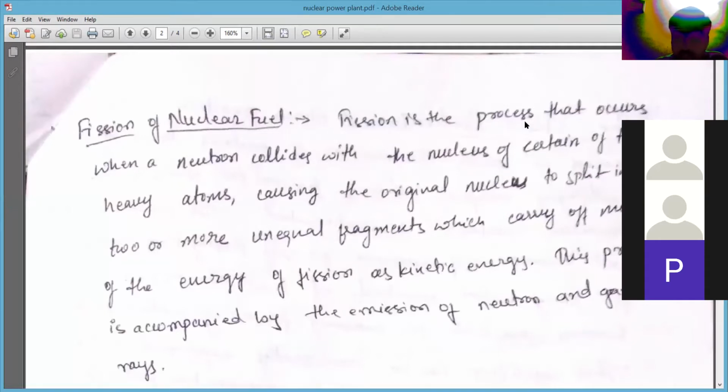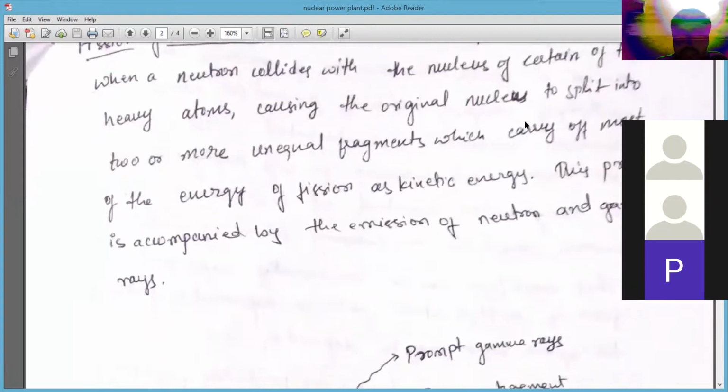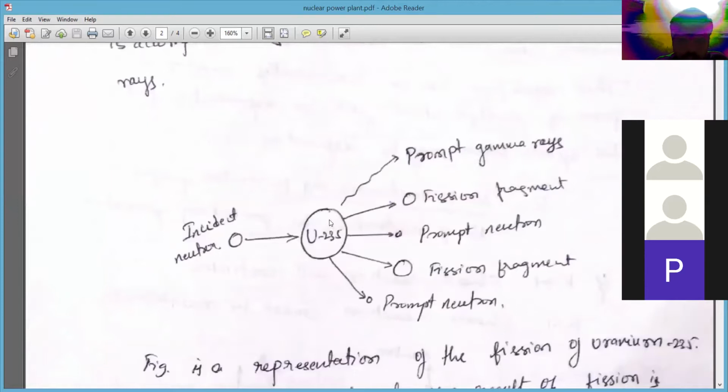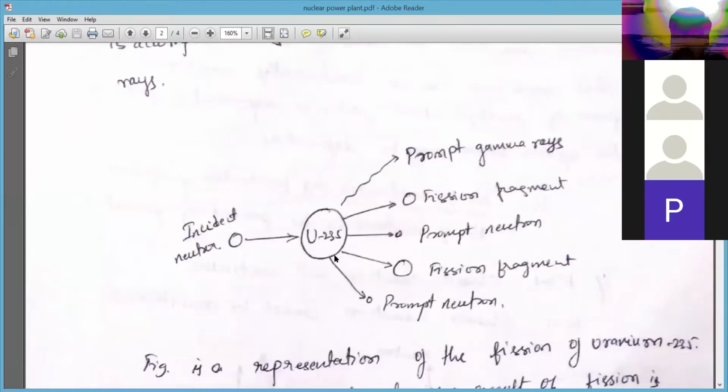That is in the reactor, as you can see in the diagram. Here, uranium-235 is the naturally available fuel for a nuclear power plant. But naturally, only 0.7% is available on this earth. But it is a fissile material, which means it breaks easily.